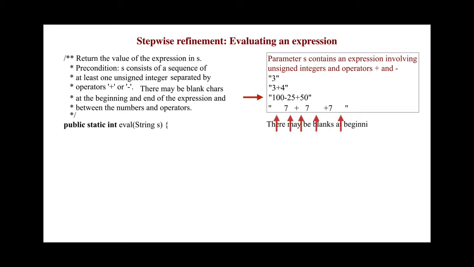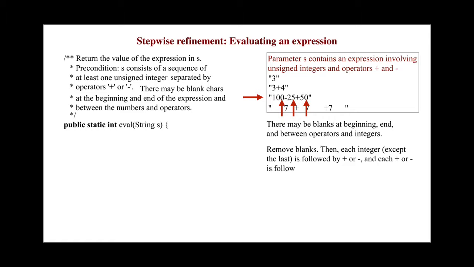The first point to note is that there may be spaces all over the place. If we remove them, then, following each integer, except the last, there would be an operator plus or minus, and following each operator would be a digit. That could simplify our task, so we start off with a statement to remove all blanks.